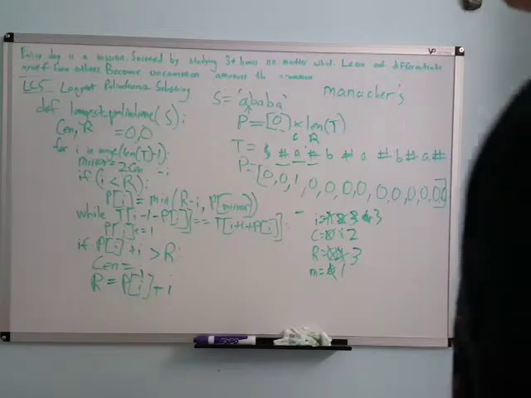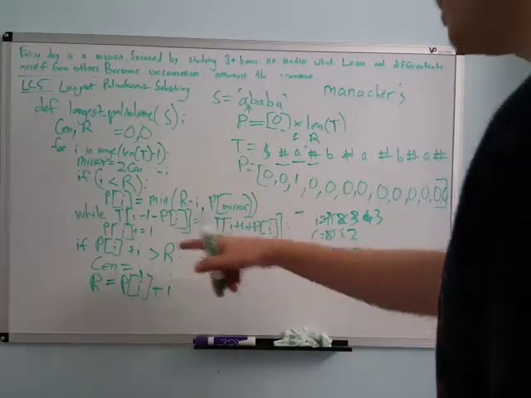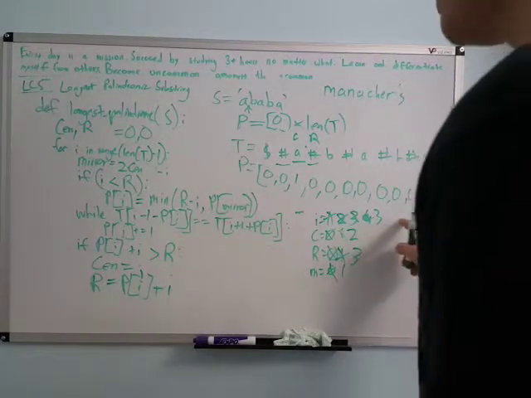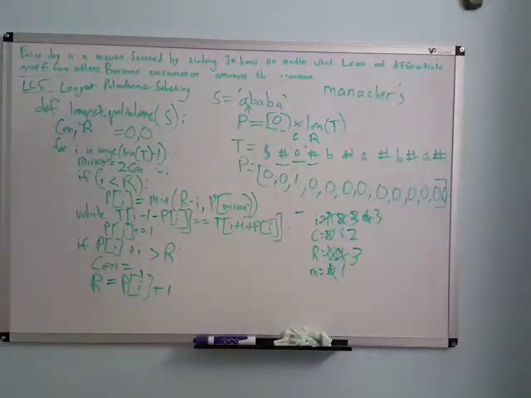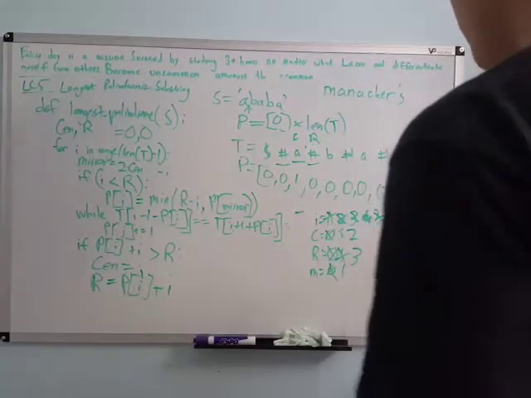So again, while loop, A is not equal to B, break out. P of I is 0, plus I is 3. 3 is not greater than R. We don't do anything here. So now we can increment.